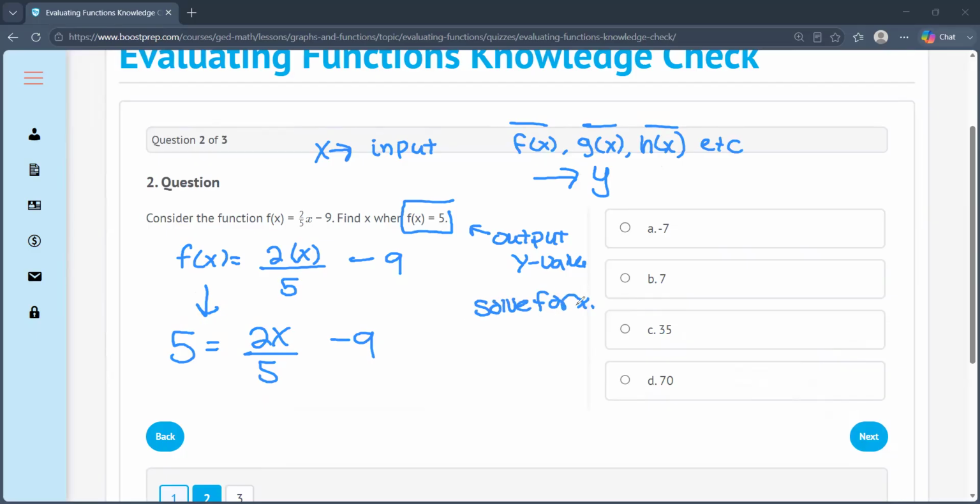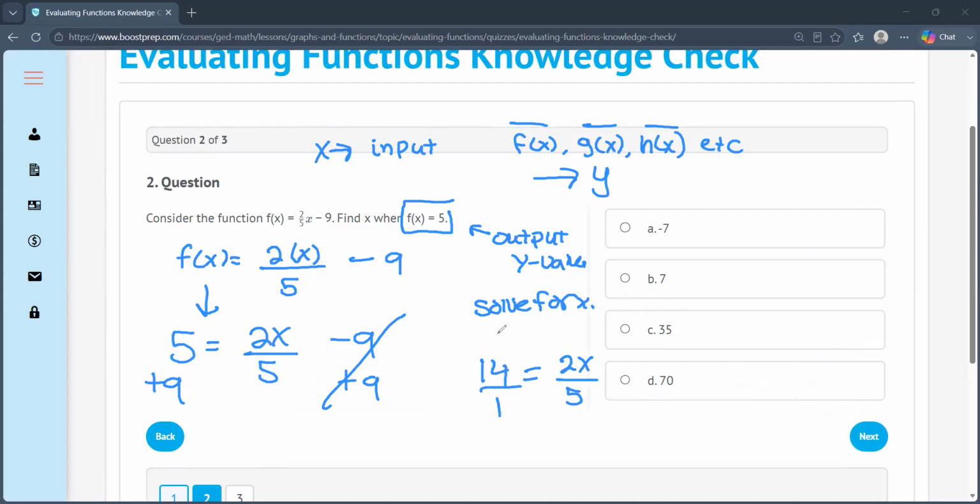There are two things we can do. We can get rid of the fraction immediately by multiplying all three sides by the LCD, because there are three sides. Or we can move this -9 to the left by adding 9 to both sides, so this zeroes out. Now on the right side you're left with 2x over 5. And on the left, what's 9 plus 5? 10, 11, 12, 13, 14.